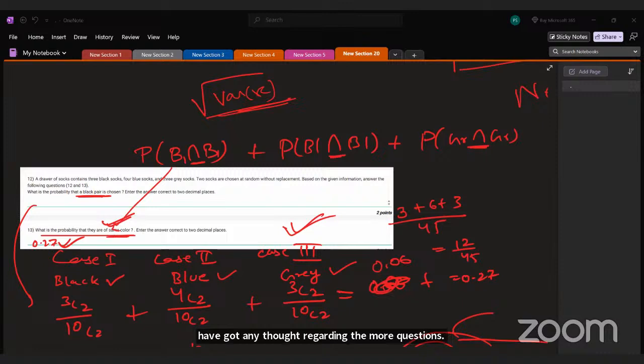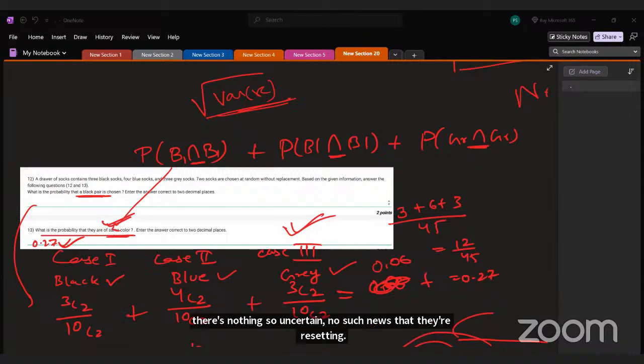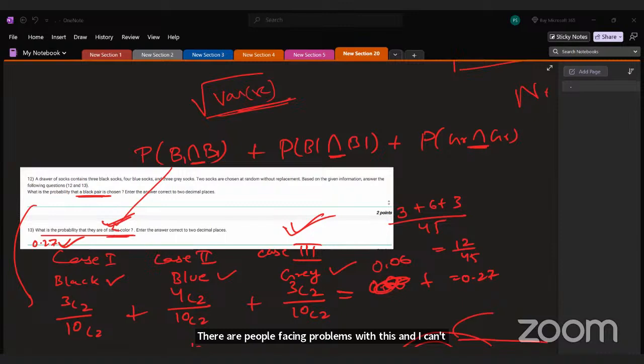I think this will be your last TA session. Due to the cyclone, will the exam be rescheduled? I can't do anything. There is a cyclone alert in Tamil Nadu, but there's no such news that they're rescheduling. There are people facing problems with this, and I can't do anything. Somebody asked me about this, and there's no news.